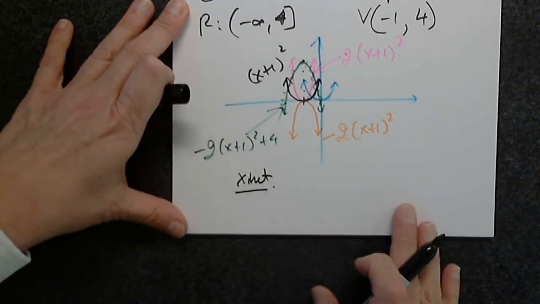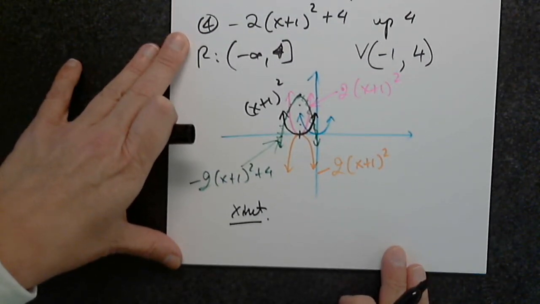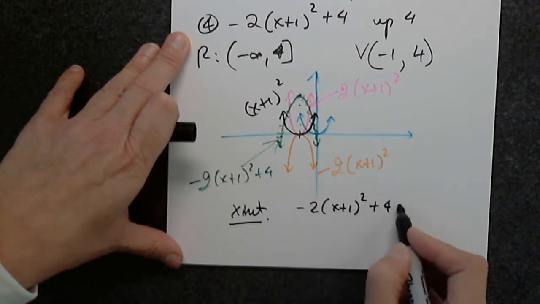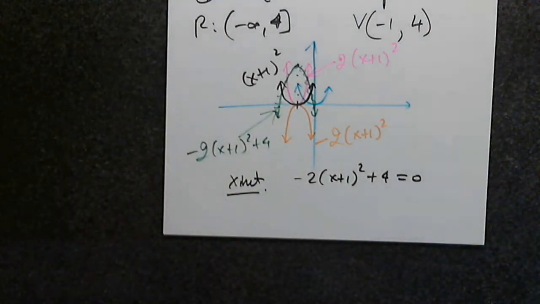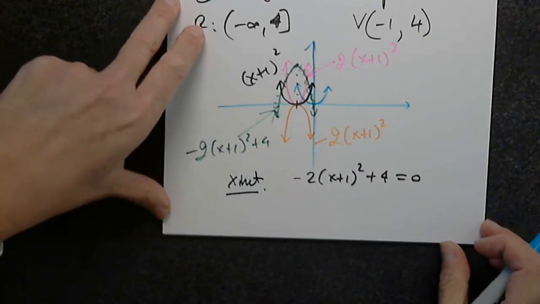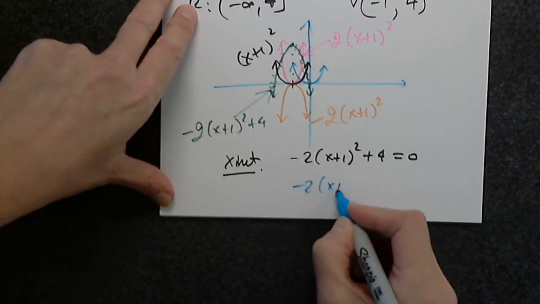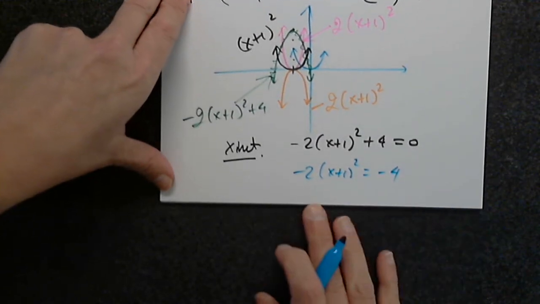So how do I find the x-intercepts? Very good. So then I have negative 2 x plus 1 squared plus 4 equals 0. You know this is part of chapter 1. We have to identify the type of equation, and we have to solve it correctly. What type of equation is it? Quadratic. So how do I continue? Yes. So negative 2 x plus 1 squared equals negative 4.